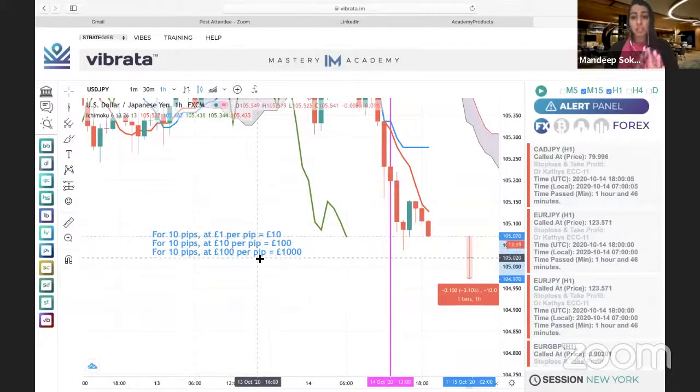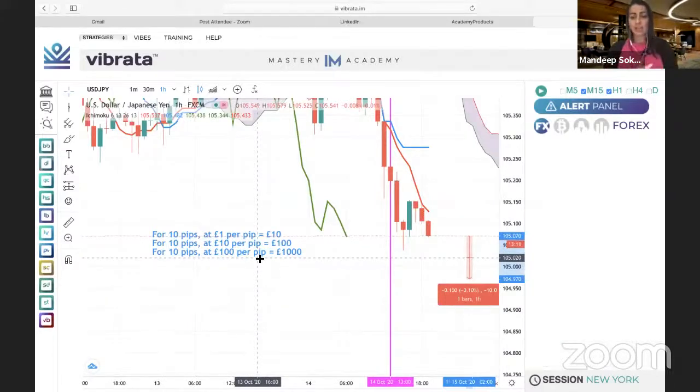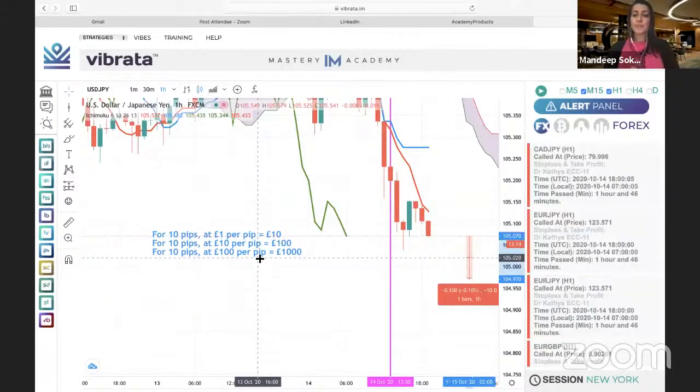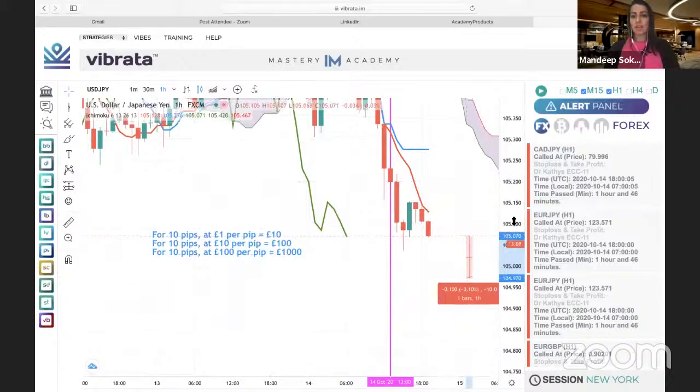Now remember, this is just an illustration and a demonstration. We don't guarantee any income or make any income claims. This is just to show you how the market would be valued in monetary terms if you were to get into this trade right here, right now.